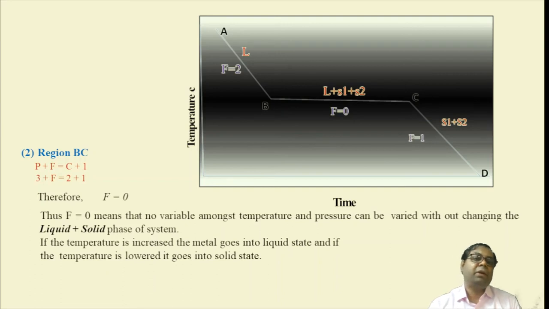The second stage or region, that is from B to C, we get P plus F equal to C plus 1. So over here P equal to 3 and C equal to 2. It means that if we equate them as per the Gibbs phase rule, we get F equal to 0. It means that there are no variables, among temperature or pressure etc., that can be varied without changing the liquid plus solid phase of the system. If the temperature is increased, the metal goes into liquid state, and if the temperature is lowered, it goes into solid state. Simply just like that.